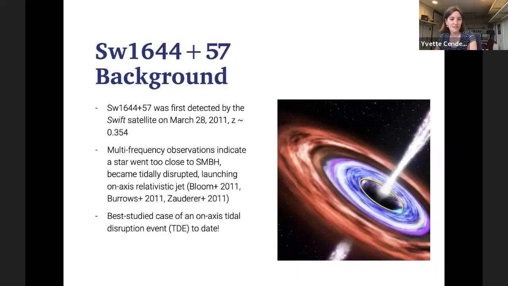Swift J1644+57 was discovered by the Swift satellite on March 28th, 2011, at redshift 3.54, and there were multi-frequency observations when it was detected by Swift. They indicated that the star went too close to the supermassive black hole and became tidally disrupted, but it also launched an on-axis relativistic jet that we could see at Earth. It should be noted that two other jetted on-axis TDEs were detected in 2011, just at greater redshifts, and we haven't seen any since.